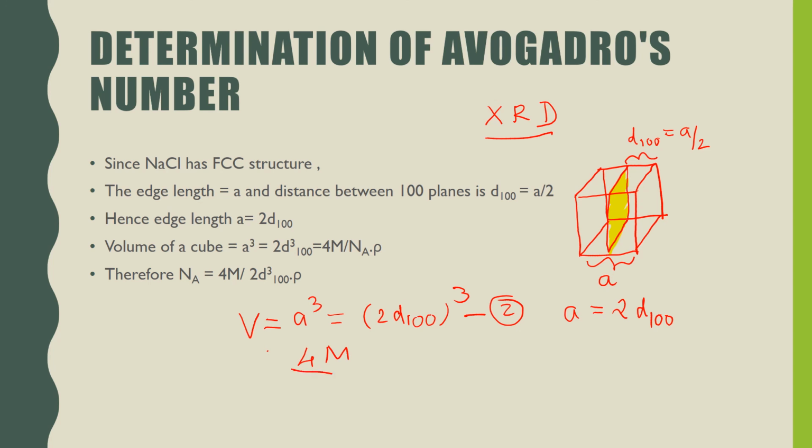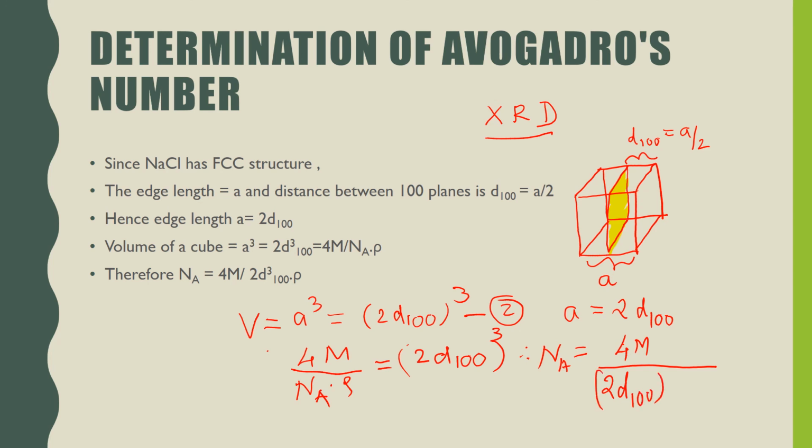Comparing it with the earlier expression, 4m upon Na, that is Avogadro's number, into density is equal to 2D100 the whole cube. So we can find the Avogadro's number Na as 4m upon 2D100 the whole cube into density.